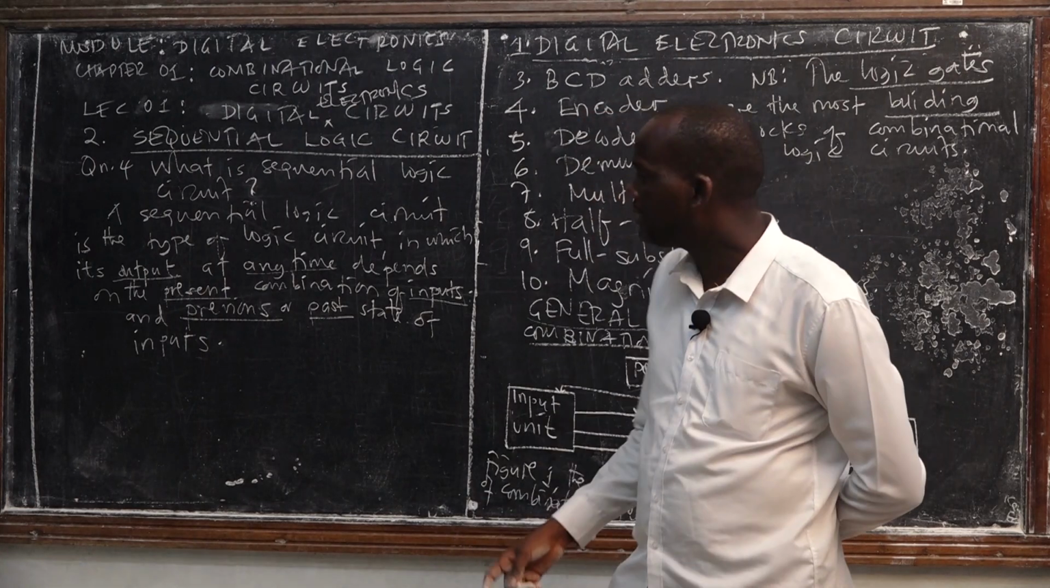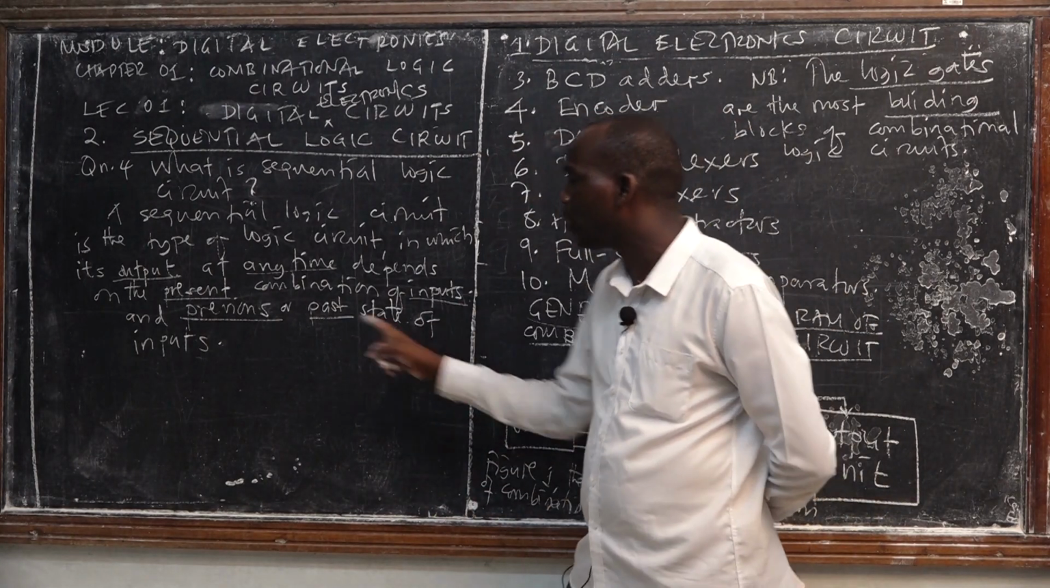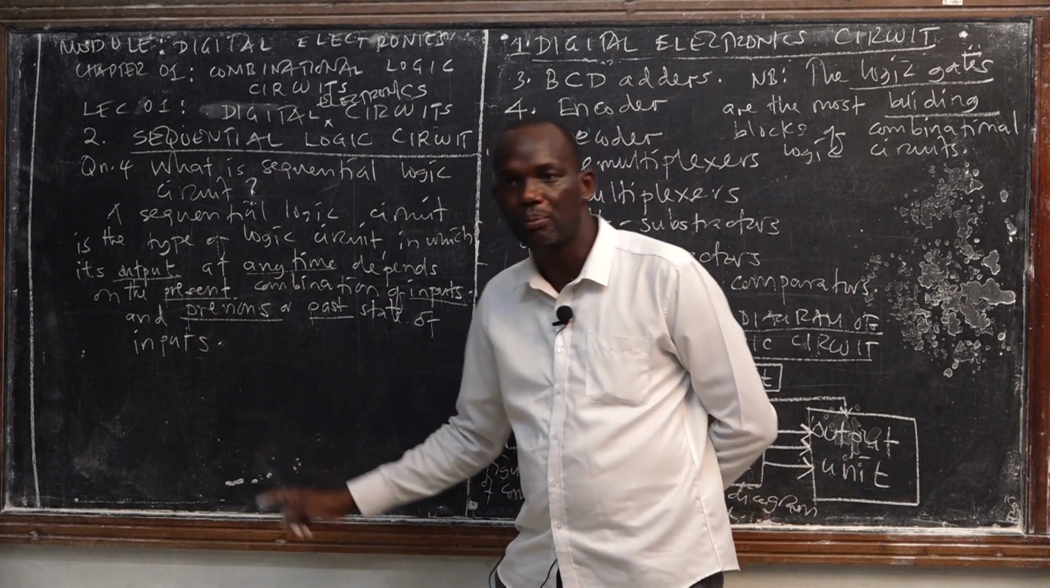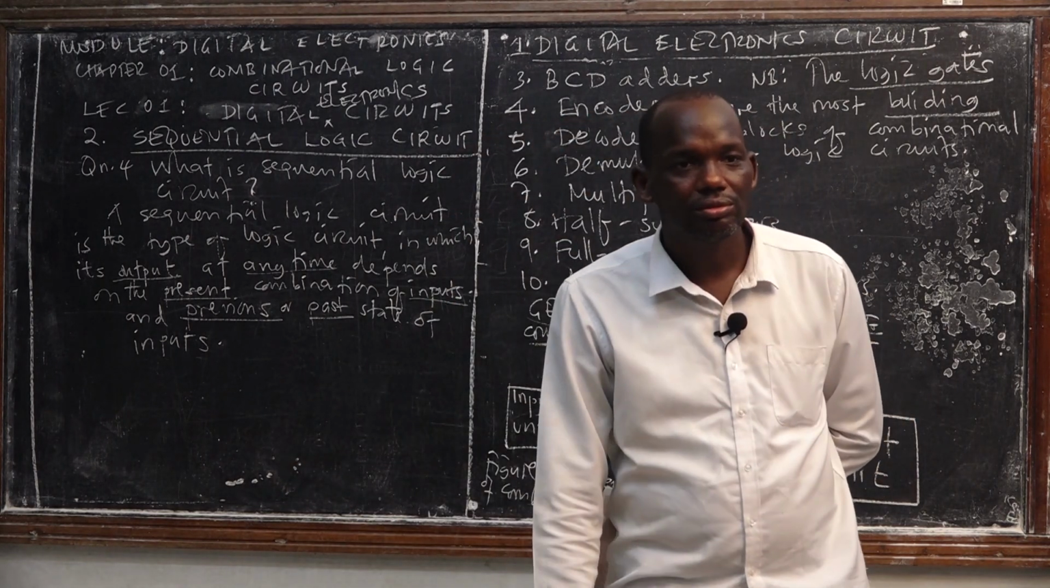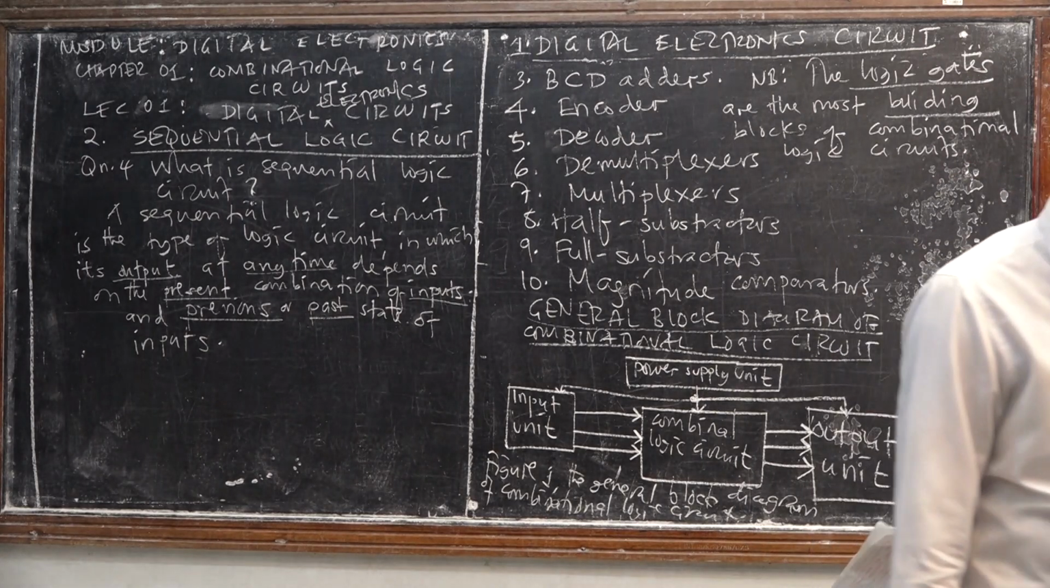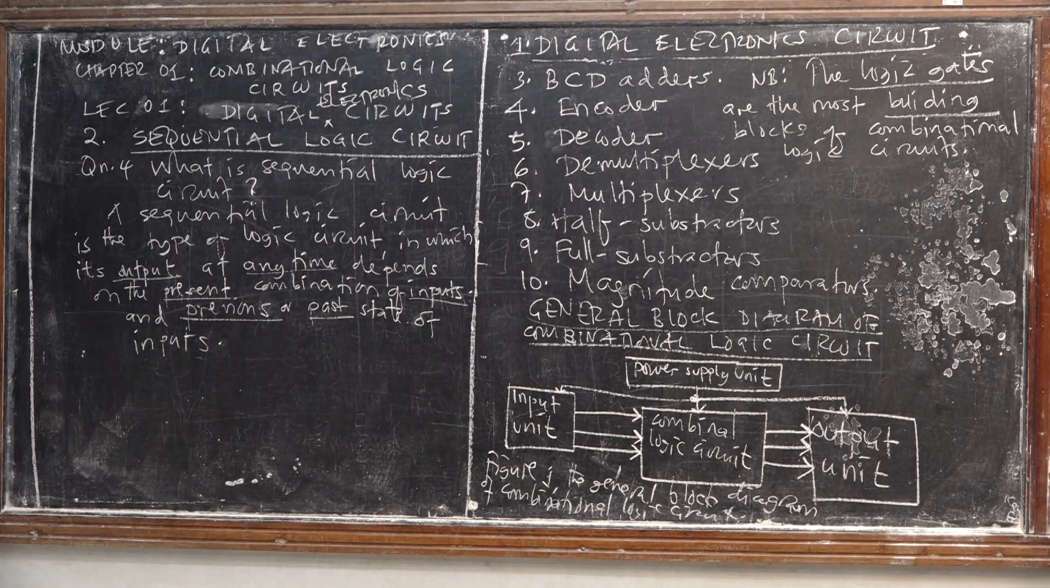So when you hear that there is a system which depends on the previous or past state of the inputs, it means that this system must have a memory. For instance, yourself, you remember what you have eaten. Ask your neighbor, what did you eat last night? So the information, the answer is there, right? You may not mention it.